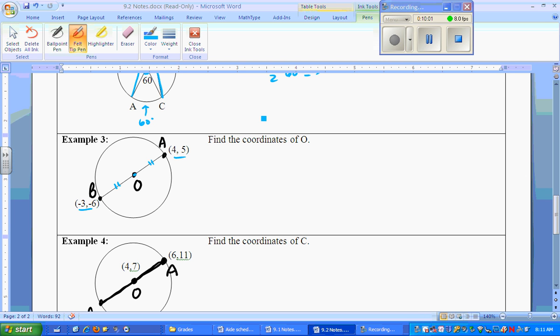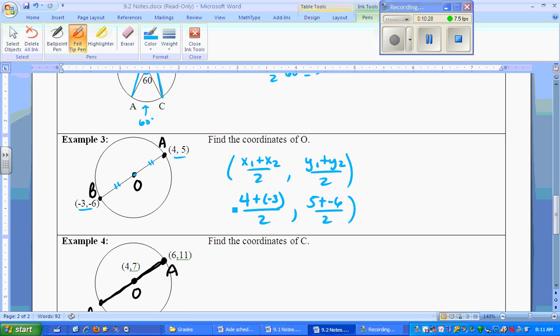You said in the middle, that is correct. So what would we do? Well, we said it was in the middle, so we're going to be using the midpoint formula. Remembering it's x1 plus x2 over 2, comma, y1 plus y2 over 2. Let's fill it in. 4 plus negative 3 over 2, comma, 5 plus negative 6 over 2.